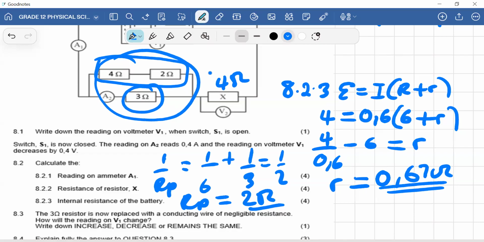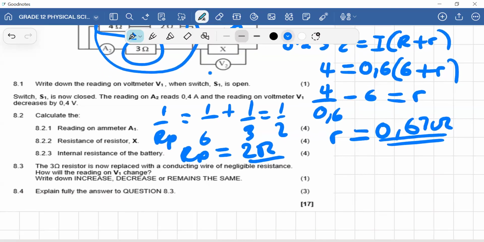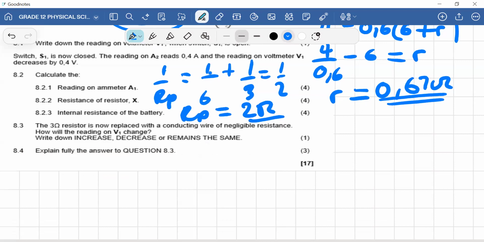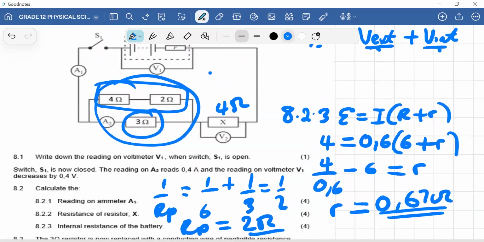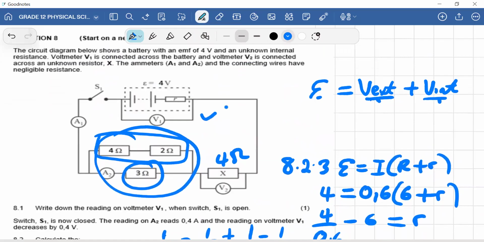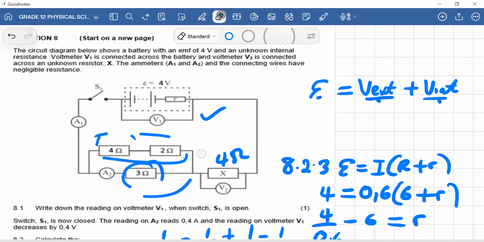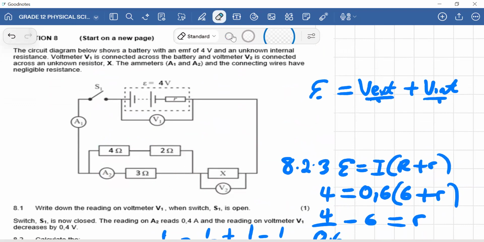So now that is all about 8.2.3. So now the next question says, the 3 ohm resistor is now replaced with a conducting wire of negligible resistance. How will the reading on V1 change? Write down, increase, decrease, or remain the same. So now we're going to go to V1. This is our V1 here, right? So what we have done is this 3 ohm resistor has now been replaced with a wire of negligible resistance.